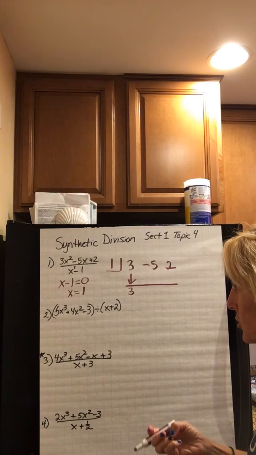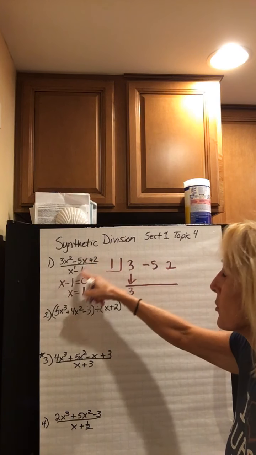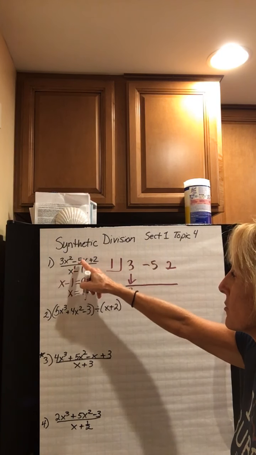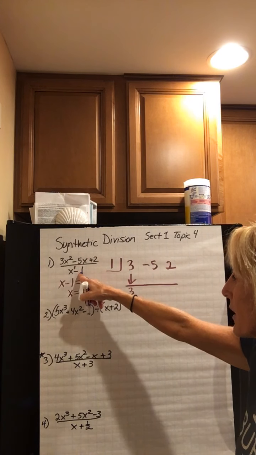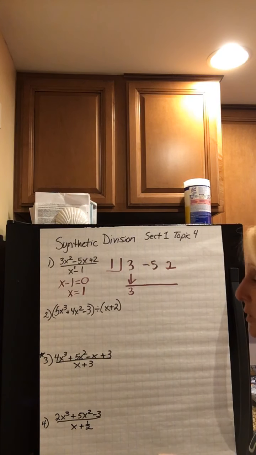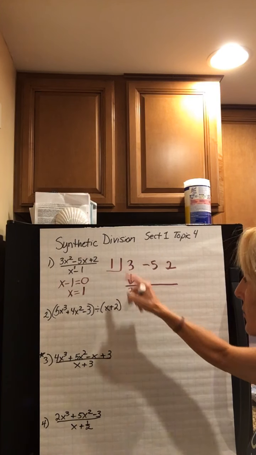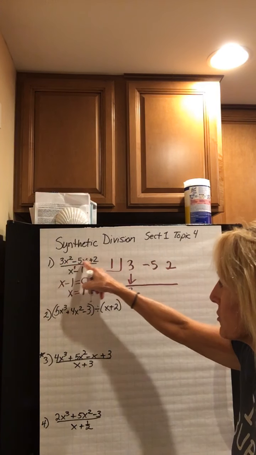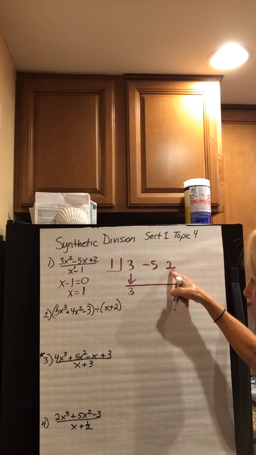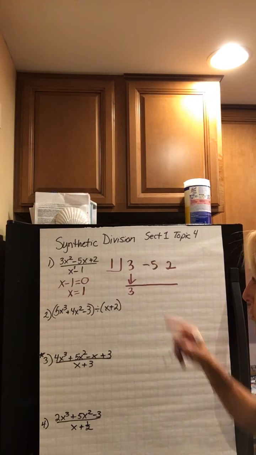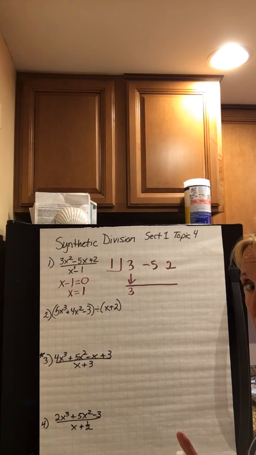Remember, we're doing division. So I'm going to take this trinomial, the dividend, divided by this divisor, and I'm looking for the quotient, the answer. Again, I put the zero in the box. I just took the coefficients and the constant, 3, -5, 2, and dropped the first one. Now we're ready to do our math.